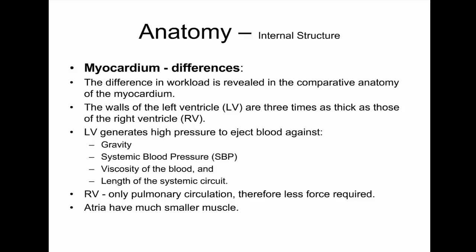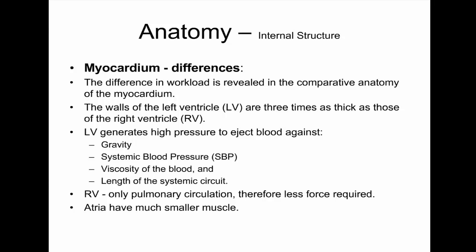There are differences in the myocardium between the left and right sides of the heart. The difference in workload is revealed by the comparative anatomy when you compare the left and right sides of the heart. The walls of the left ventricle are 3 times as thick as those of the right ventricle. This is because the left ventricle has to generate high pressures to eject blood against all of the resistance that's found in the systemic circulation. So gravity, systemic blood pressure, viscosity of the blood, and the length of the systemic circulation.